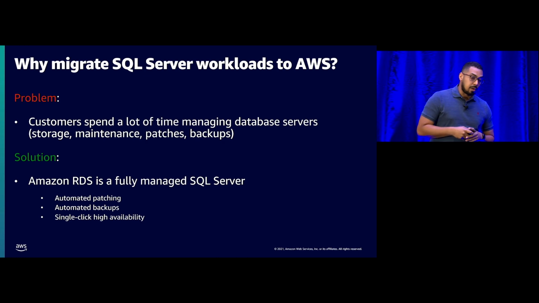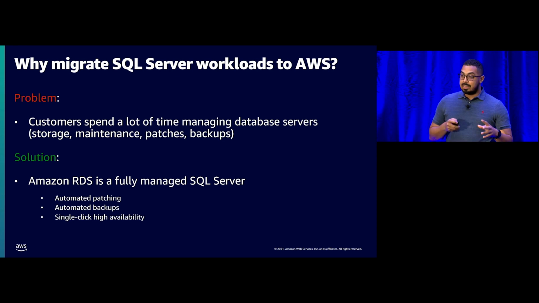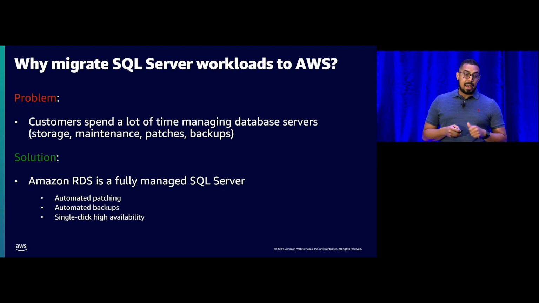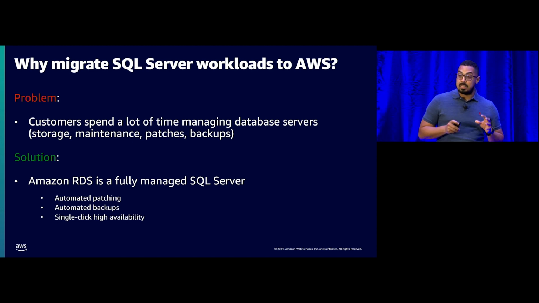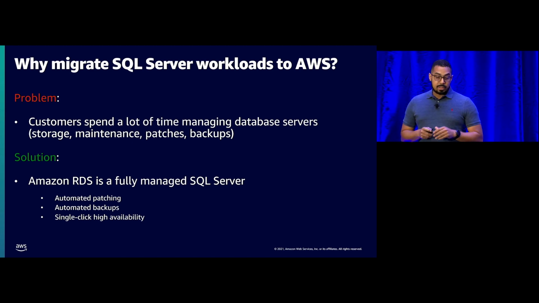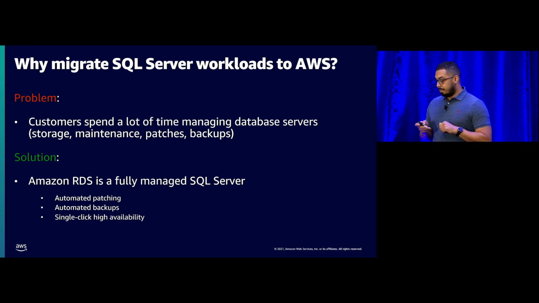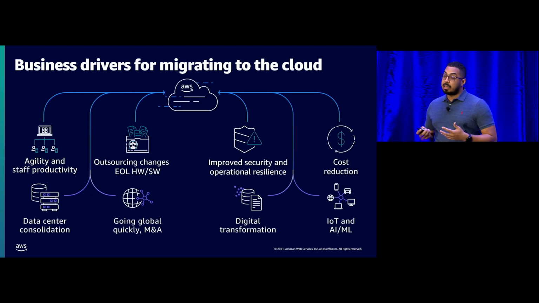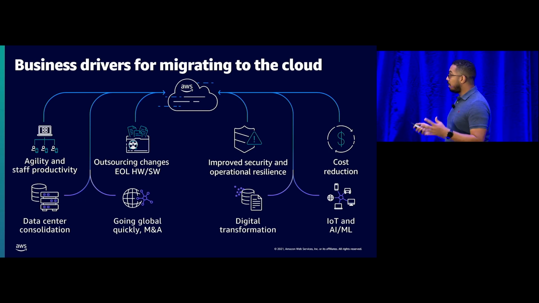So, why migrate your workloads to AWS? For many of our customers, they spend a lot of time doing the day-to-day maintenance of these databases. That includes the storage, the maintenance, patches, and the backups. One of the main benefits of using Amazon RDS is that all of this is fully managed for you. When you run this service, we're automating your patches, automating your backups, and you can do single-click high availability. So business drivers for migrating to the cloud vary from customer to customer. It could be cost savings, it could be trying to consolidate your data centers, it could be around your backup and DR strategy, digital transformation, all of the above.